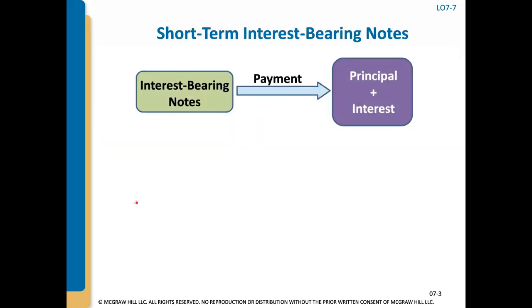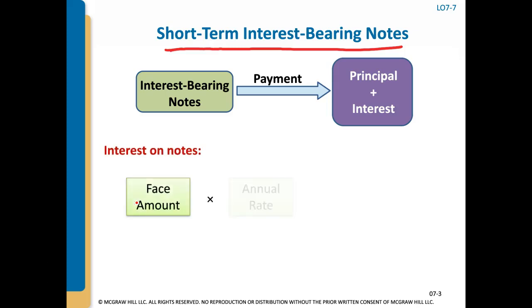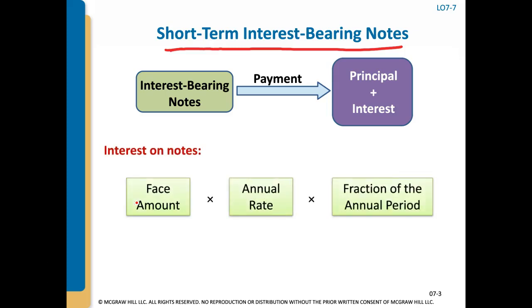Let's talk about the short term. These are notes receivable that have a life shorter than 1 year. And a short-term interest-bearing note, because we're going to talk about non-interest-bearing notes later. Right now we're going to be talking about the interest-bearing short-term note, and that consists of your principal plus your interest. Those two components are going to be paid back.